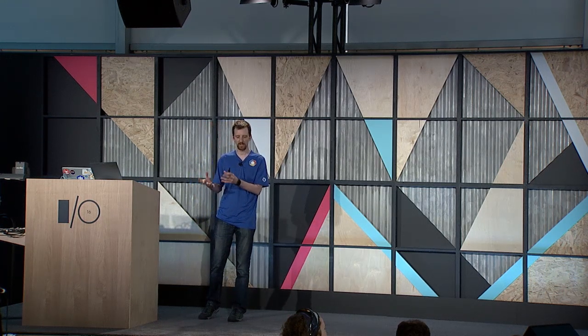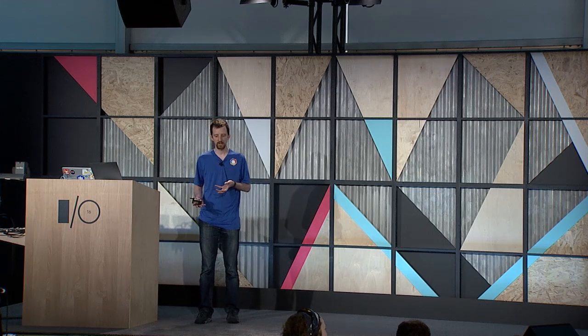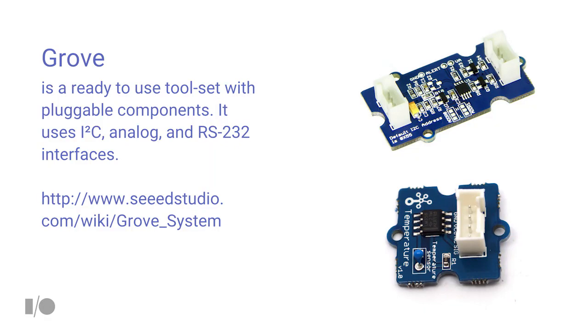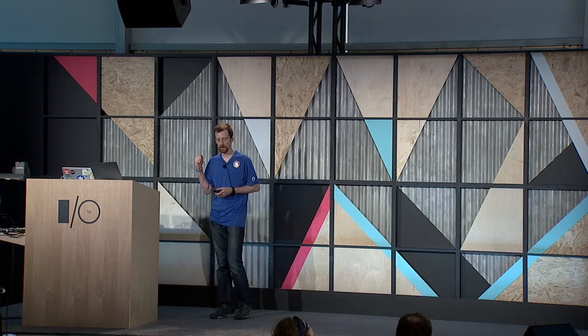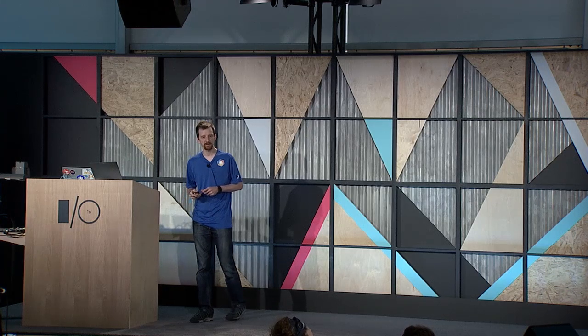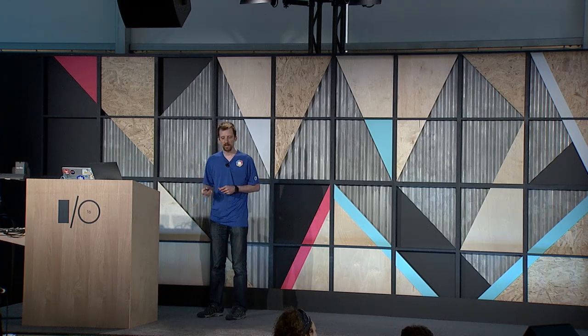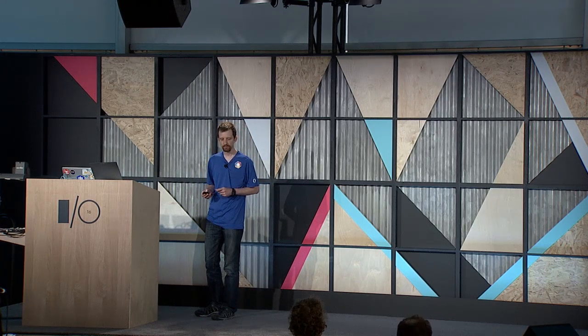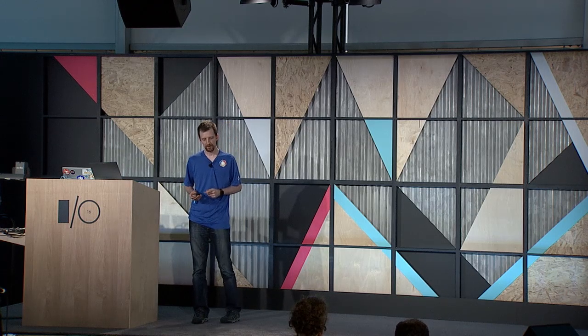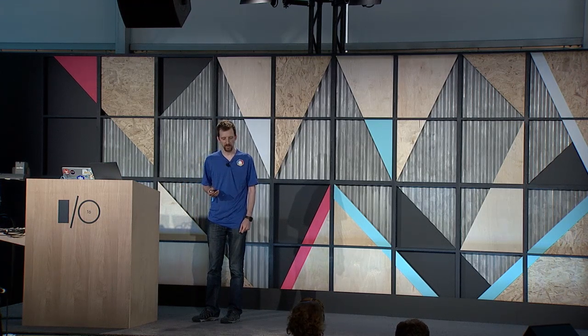And Seed Studio also makes some cool Grove sensors, which you can plug into the BeagleBone and get it to connect and work without having to solder it, which is pretty cool for doing some prototyping. So here I'm going to use this analog to digital converter and a temperature sensor. The temperature sensor creates some analog data, and then that's going to get converted to digital to go to the BeagleBone.